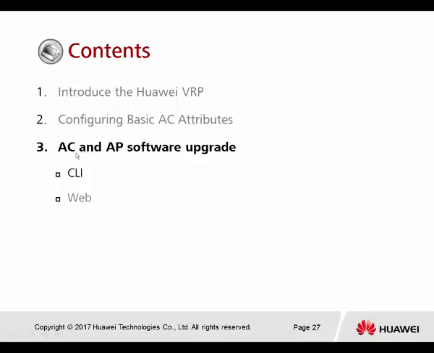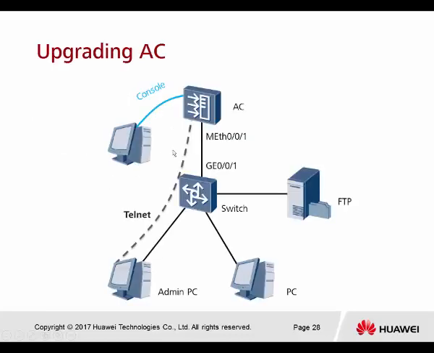Then the last topic here is the AC and AP software upgrade. To upgrade the AC, we have many ways to do that. The very traditional way is using a console connection, using the CLI to command the AC to download it. We can use either FTP or SFTP, so the AC will go to the FTP server and get the resources to upgrade the software.